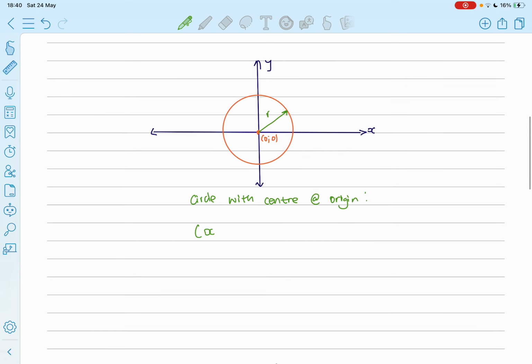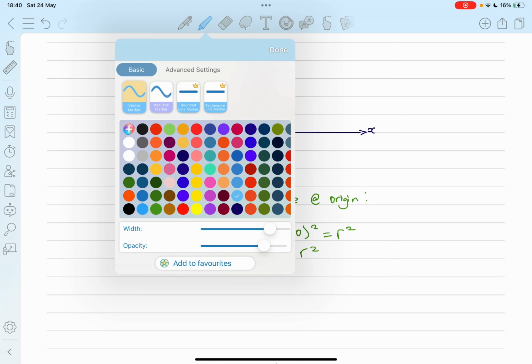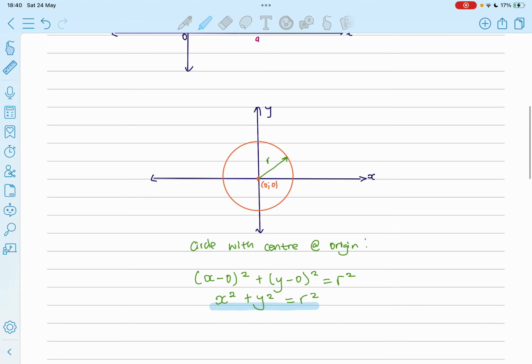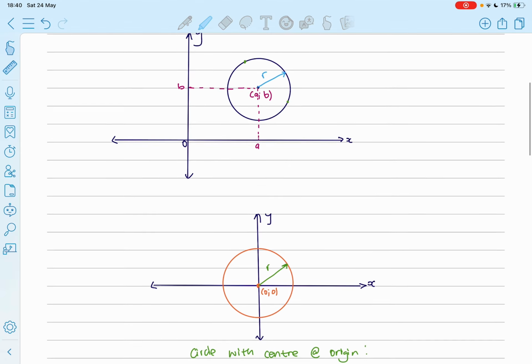its equation then becomes (x minus 0) squared plus (y minus 0) squared equals r squared. And because the center coordinates are 0, 0, it then just becomes x squared plus y squared equals r squared. And I'm pretty sure most of you are familiar with this equation. So that's the equation of a circle.